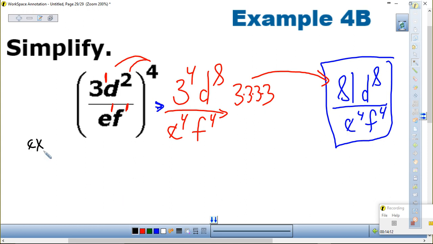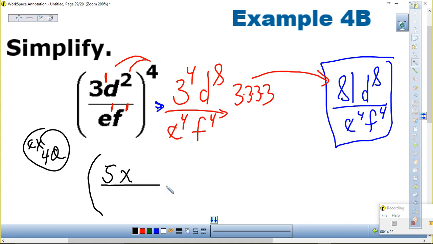Example 4Q. Parenthesis, 5x over y to the 3rd, z to the, give me a number, 5, close parentheses, to the 2nd. See how you do with that? Ready, go. 30 seconds.